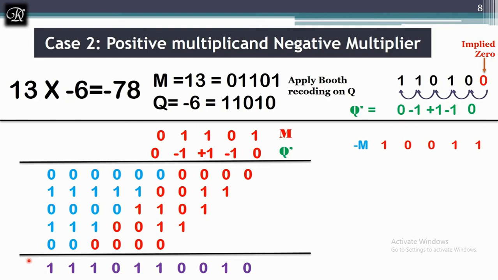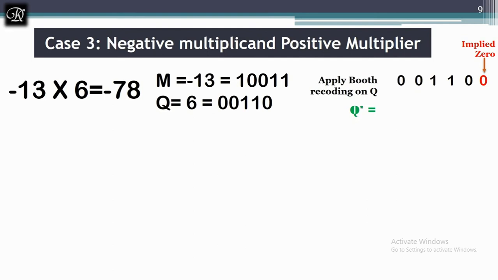We will see the third case, where the multiplicand is negative and the multiplier is positive. So now I made 13 negative and 6 positive. The answer is negative 78. So now the negative version of 13 should be found. This is the 2's complement version of 13. And 6 is a positive value, so it remains as it is.